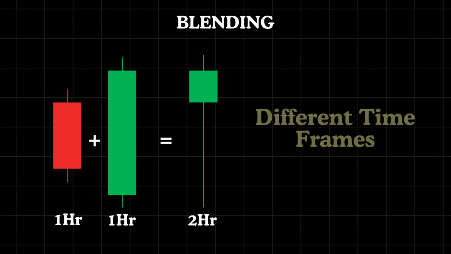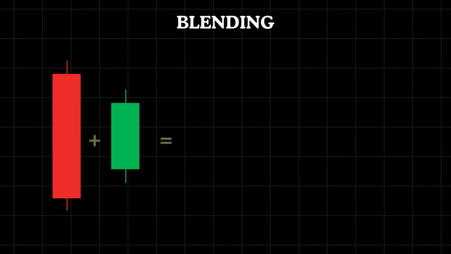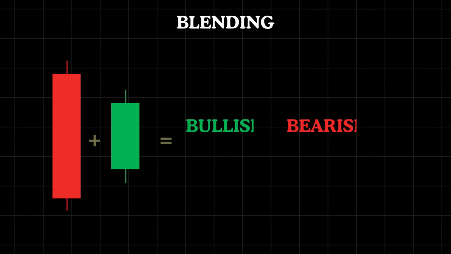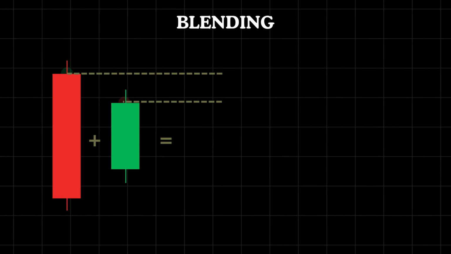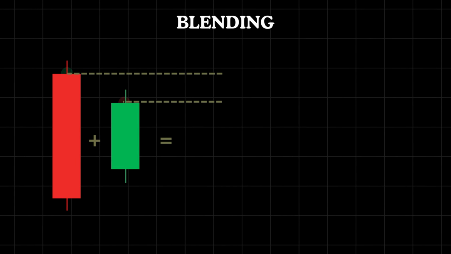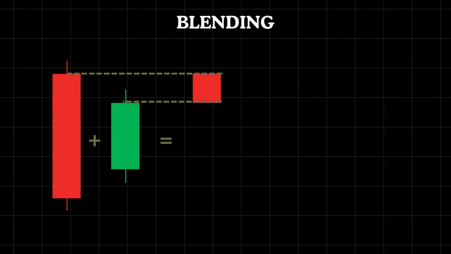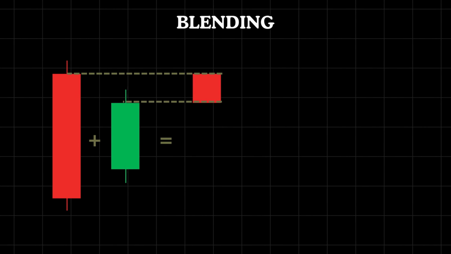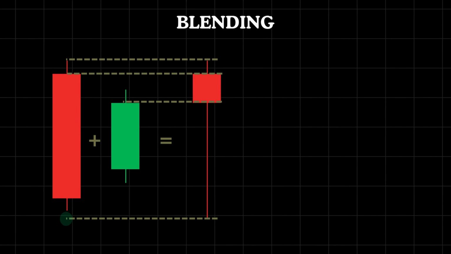Let's go through another example. Once again, we have 2 candles, and it's not immediately obvious if the sentiment is bullish or bearish. We apply the blending method, using the opening price of the first candle and the closing price of the second. Since the closing is below the opening, it will form a red candle. Then we calculate the upper wick from the highest point of either candle to the body, and the lower wick from the lowest point to the body.